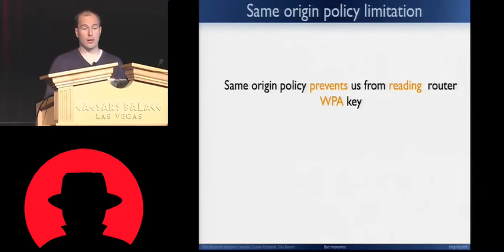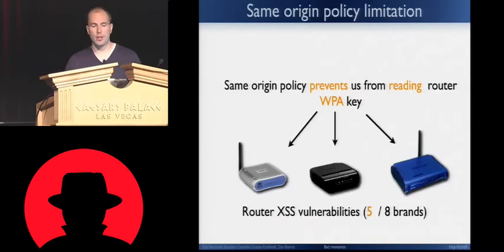Because once again, the same origin policy kicked in, and we have to find a way to read the WPA key. We can't really read from one origin to another. Fortunately for us, or unfortunately, may I say, we found that 5 out of the 8 brands we looked at have XSS attacks. So what we can do is inject them. We also found that no brand had any CSRF defense, so you are completely free to inject whatever you want. There is no CSRF token or any check on the referrer. And so we were able to inject whatever we want as soon as we can find an XSS.